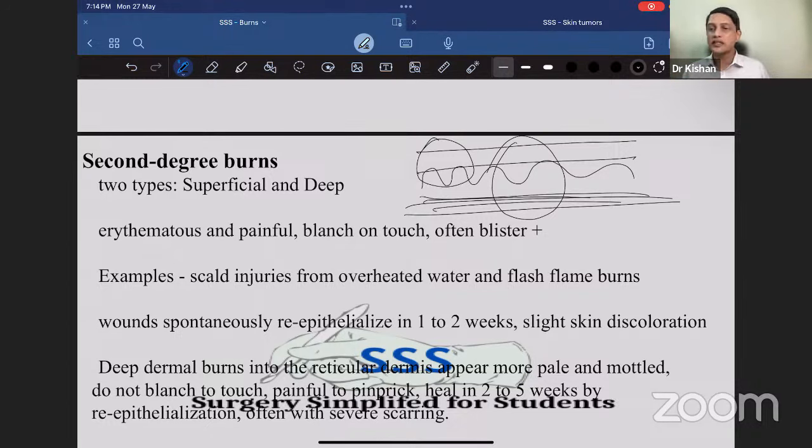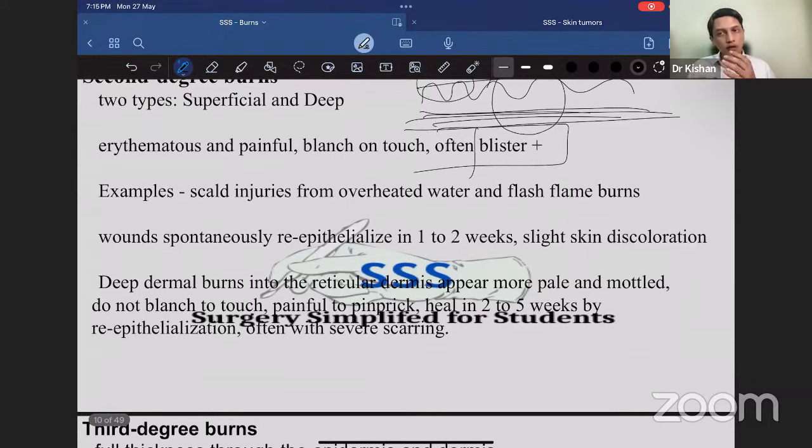Here the characteristic feature is it's again erythematous, hyperemic because of the vasodilatation, and again painful because the dermis is exposed, the nerve endings are exposed, it's getting irritated, so it's painful and blanches on touch. Okay, the characteristic feature here is blisters. Often they form blisters. Second degree superficial burns result in blisters, because the epidermis is fully gone, so it gets thinned out and causes blisters. Example is scald injuries from overheated water or flash burns.